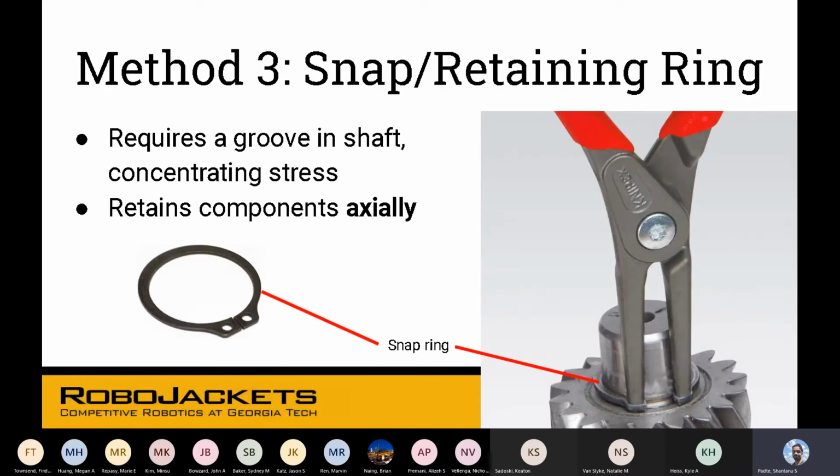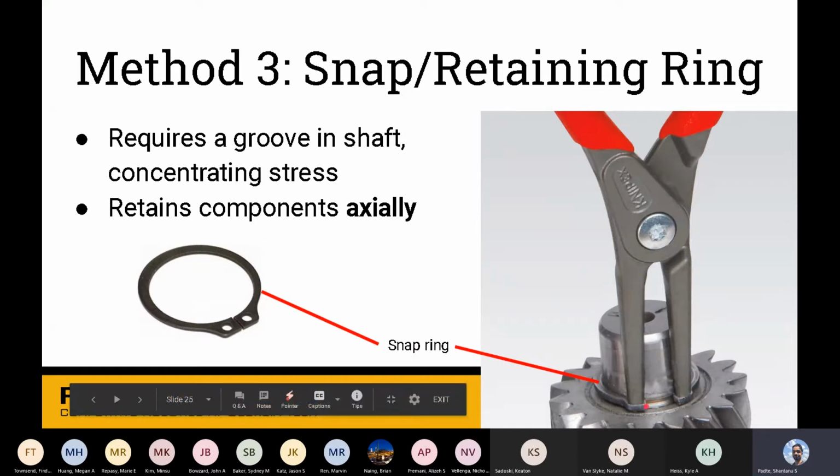A retaining ring or a snap ring requires a groove in the shaft. So there is a groove, this part, if you can see it. That's where you can stick the snap ring in, and you can tighten it using pliers. And it restrains components axially, like it prevents things from moving along the axis.